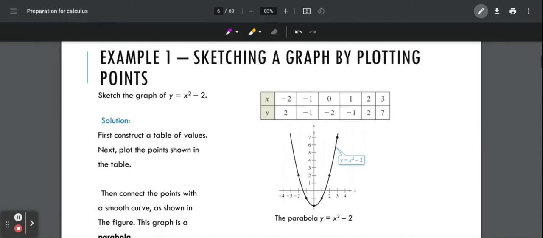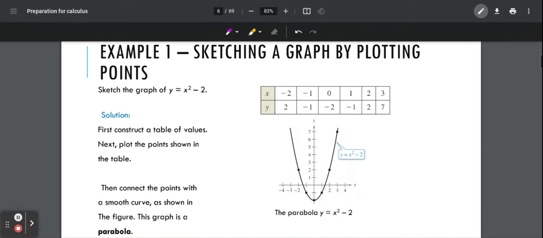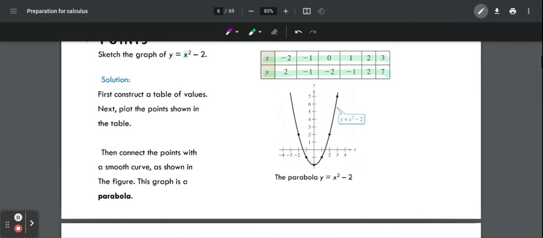First example, sketching a graph by plotting points. So if we needed to sketch the graph of y equals x squared minus 2, it would make sense that if you had to plot points and they specifically asked you to plot points, that you would make a table of your points. So if you notice here, the table goes from x values from -2 to 3. And when you substitute those in for the x values, you get the output of those y values. And then if you were to plot those points and then connect them, you would get the parabola.